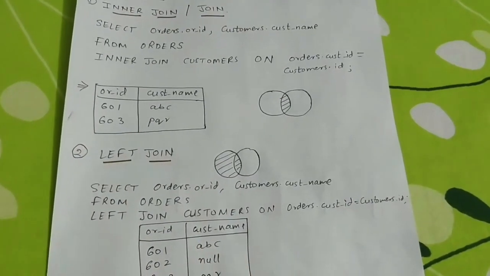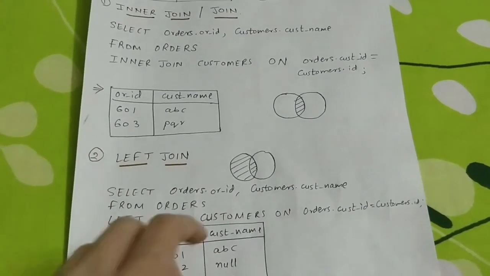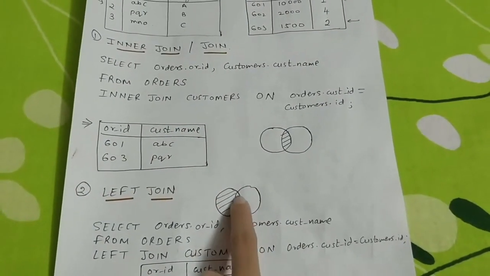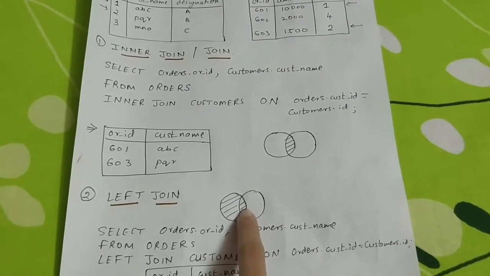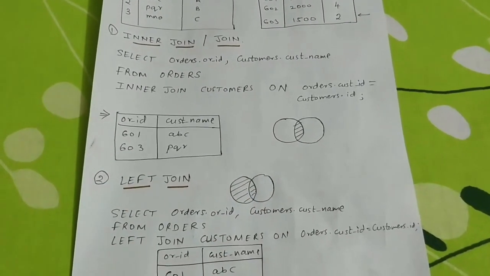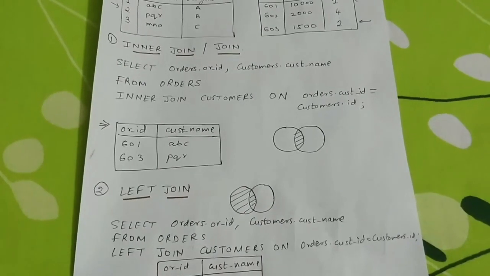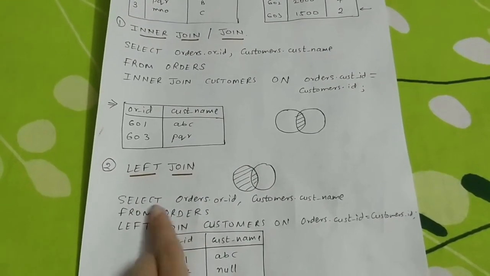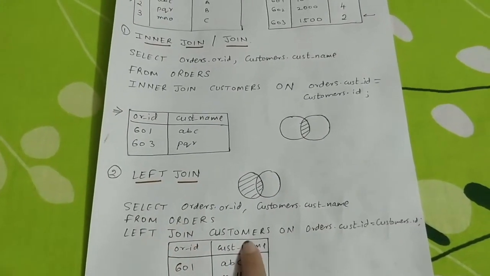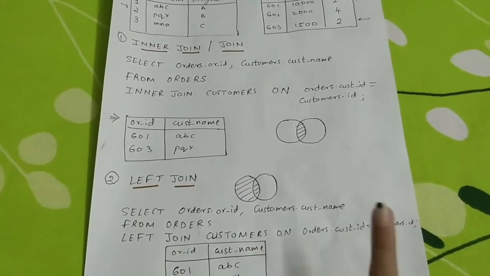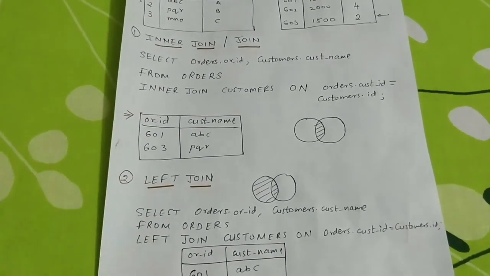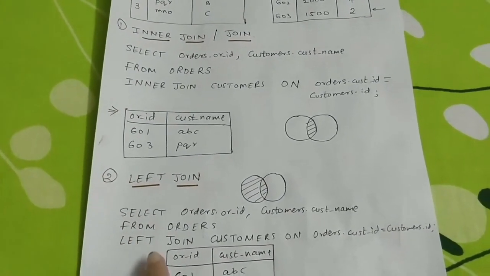Now let's see what left join is. Left join basically means these are two tables. Not only the common rows are going to be printed, but all the other rows from the left table will also be printed. Let's see from the example. Select orders.or_id, customers.cust_name from orders left join customers on this common attribute. The query is exactly the same, just instead of inner join, left join is written.